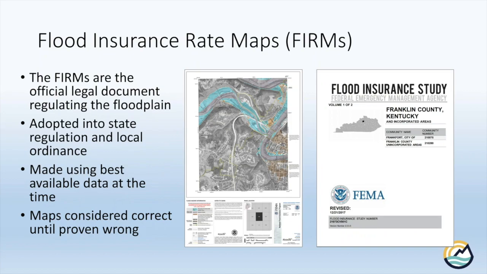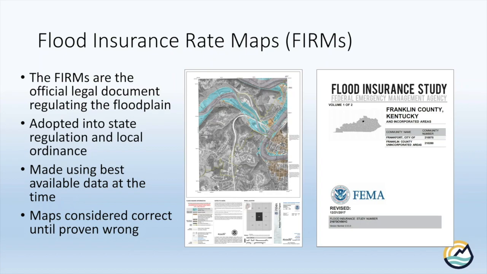So some of the products, whenever you go to the Map Service Center, the big one that everyone is probably most familiar with are the flood insurance rate maps. These are the official legal documents regulating the floodplain. These were sent through a due process phase. They were noticed, they had an appeal and comments period. They were officially adopted into all the local floodplain ordinances, things like that. So these are the official legal documents we use regulating floodplains.